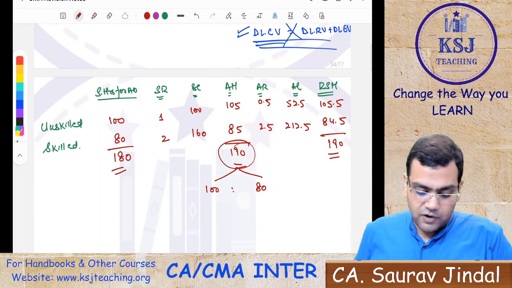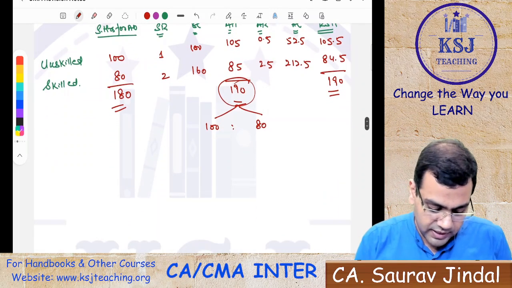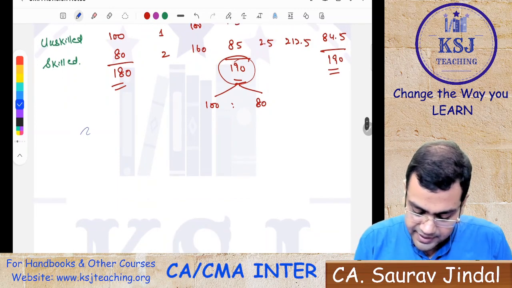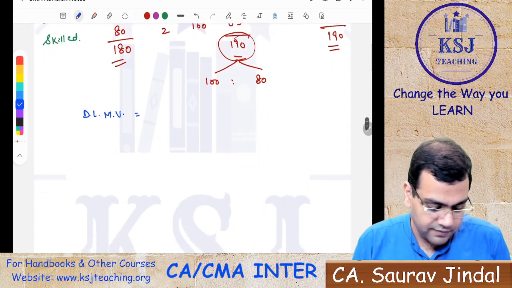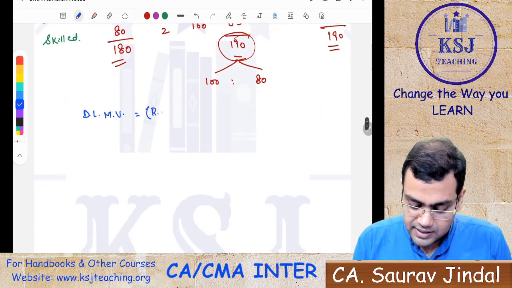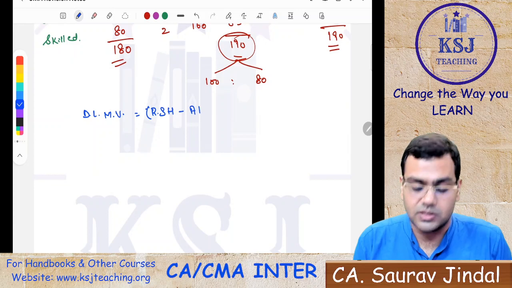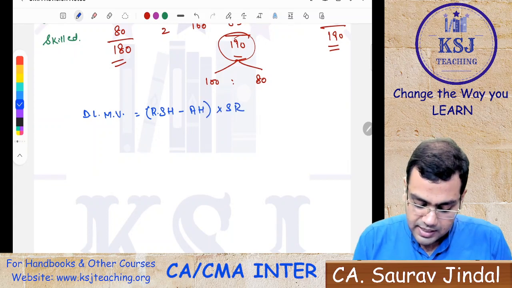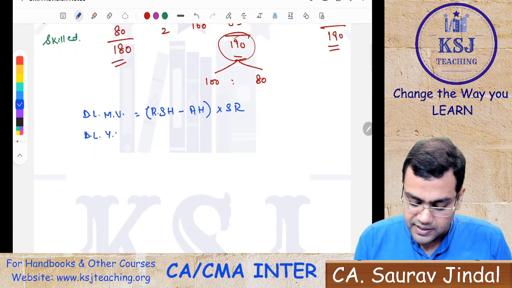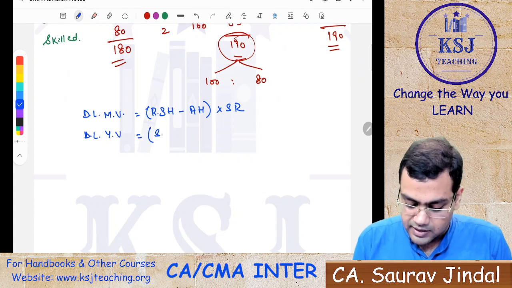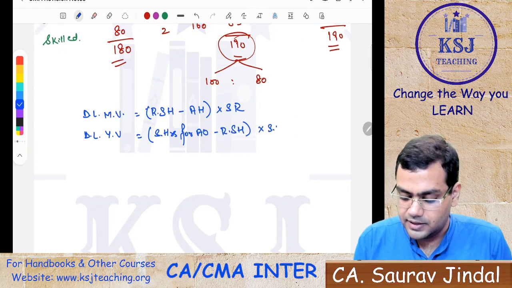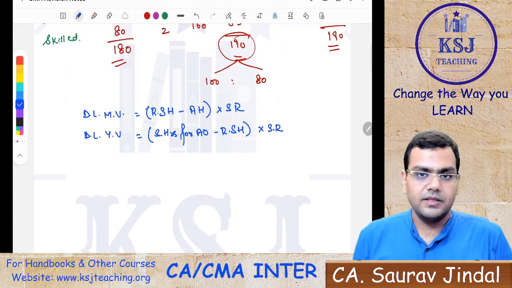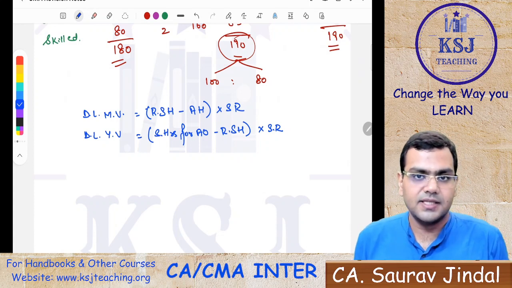Now from here you can calculate the other two variances. First, the direct labor mix variance. What will that be? That is revised standard hours minus actual hours multiplied by standard rate. And then you can calculate the direct labor yield variance, that is standard hours for actual output minus revised standard hours multiplied by standard rate. Clear? This is your direct labor yield variance that you can calculate.